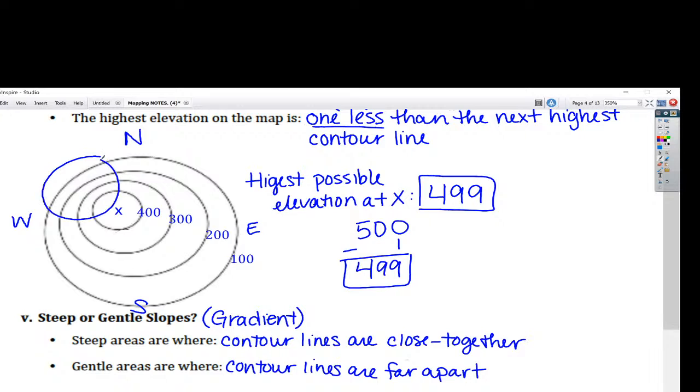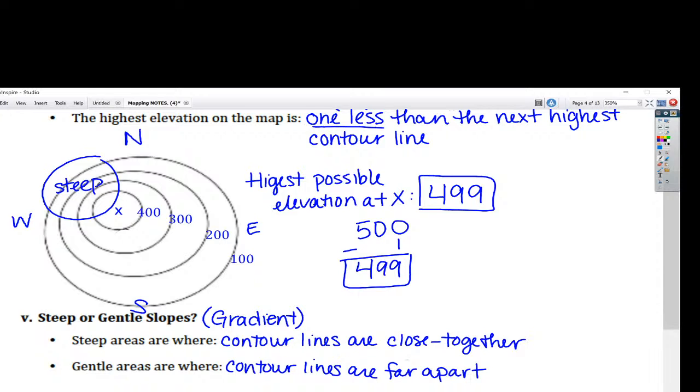This area is the steepest because the lines are packed in close together. Okay, so I also said this refers to gradient. Another word for gradient is change. So what I can see in an area that's very steep is that the elevation is changing over such a tiny area. You go from 100 all the way up to 400 in just this tiny spot, okay?